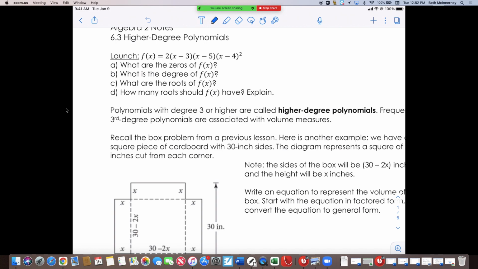All right, letter A. What are the zeros? Can somebody tell us? What were the zeros? Yeah, Becca? 3, 5, and 4.